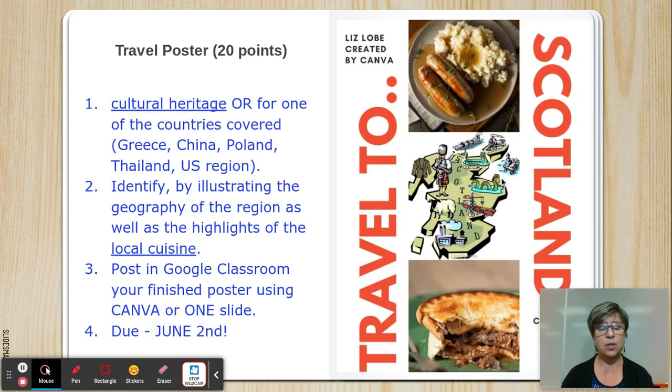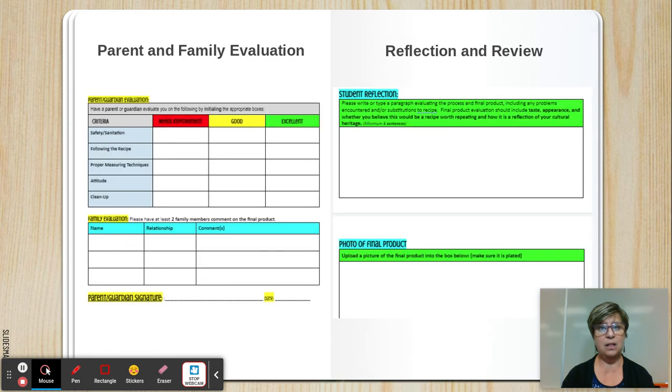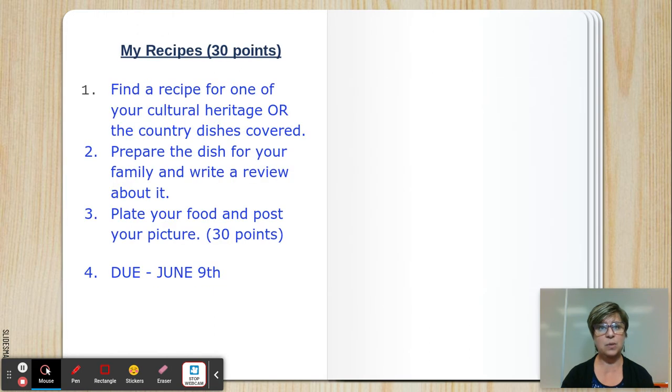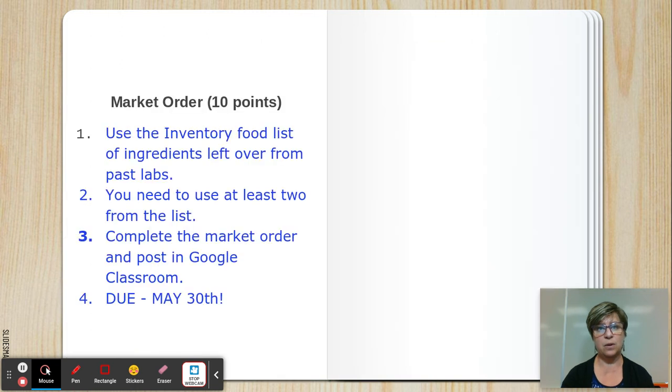Okay, so those are the 3 things: the travel poster, 20, and then the reflection, your recipe, and the inventory of food, the market order. Okay. If there are any questions, I'm not very far, only a click away, or you can email me as well. Looking forward to seeing what you guys come up with. If you can't cook or cannot get the ingredients, stay tuned. I'll have a video on what you can do for a non-cooking option.